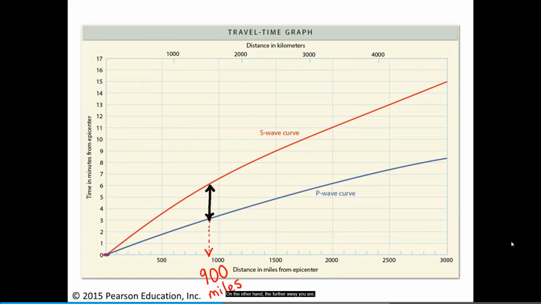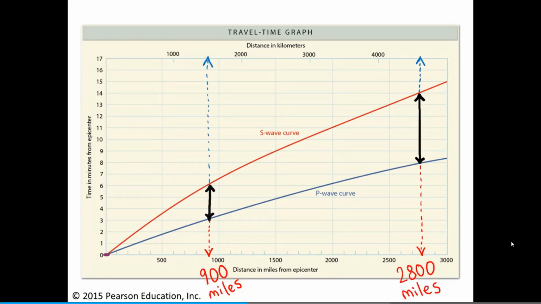On the other hand, the further away you are, the more distance there's going to be between the P wave and the S wave. So let's consider an example where the difference in our arrival times is 6 minutes. If we slide that over, we're going to see that it fits much more over toward the right side of the graph, and that's going to correlate to a distance of about 2,800 miles away from the earthquake's epicenter. If you'd rather use the metric system, you have that option as well. The distance in kilometers is shown up at the top of the graph.